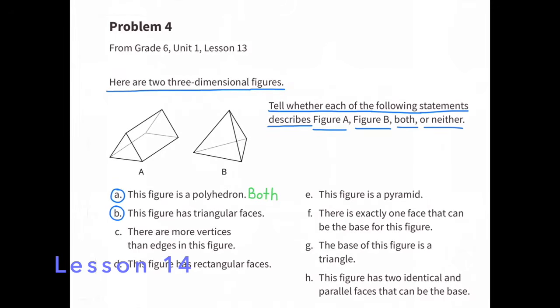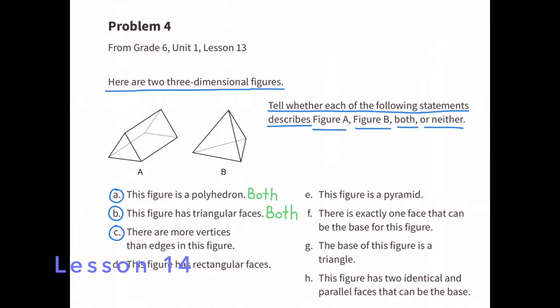B. This figure has triangular faces. Figure B has triangular faces, and figure A has triangular bases, but bases can be considered faces, so the answer is both. Both figures A and B have triangular faces. C. There are more vertices than edges in this figure. Neither. Neither of these figures have more vertices than they do edges.